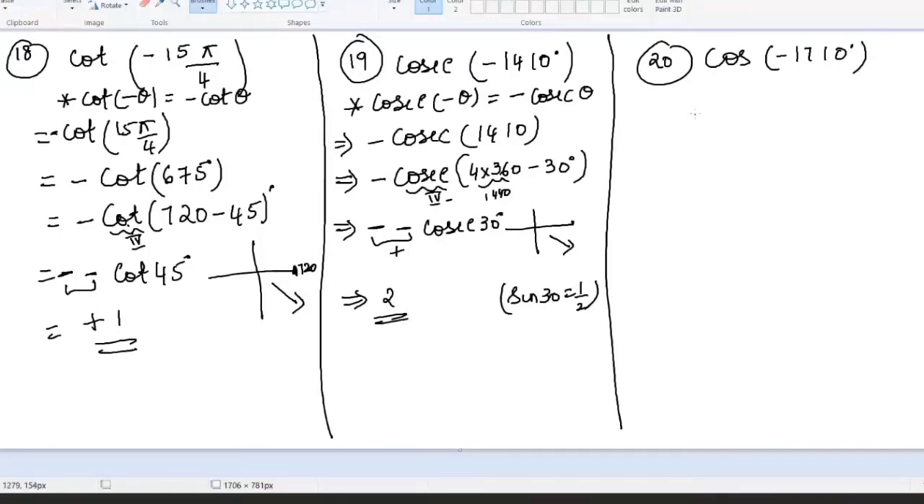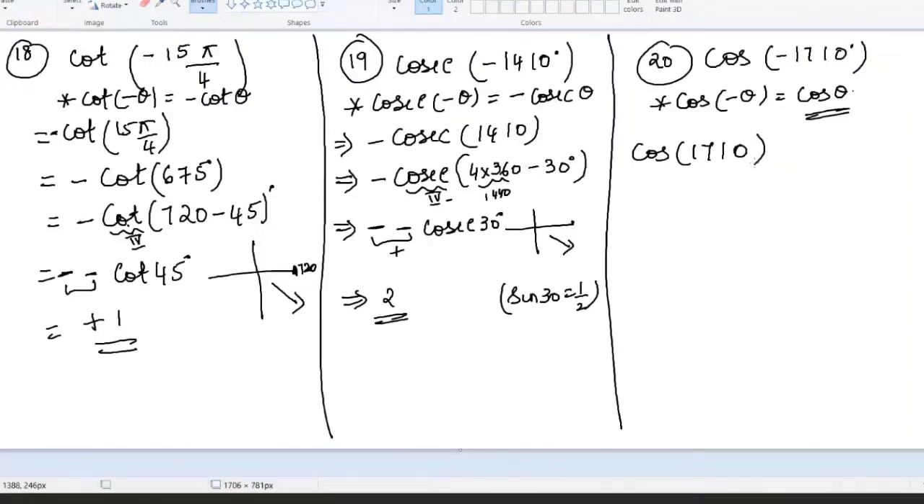The answer is equal to 2. Is there any doubt? Any doubt? Cos of minus theta is equal to, now cos in the fourth quadrant is positive, so therefore direct answer cos theta. So you have changed the question to cos 1710.